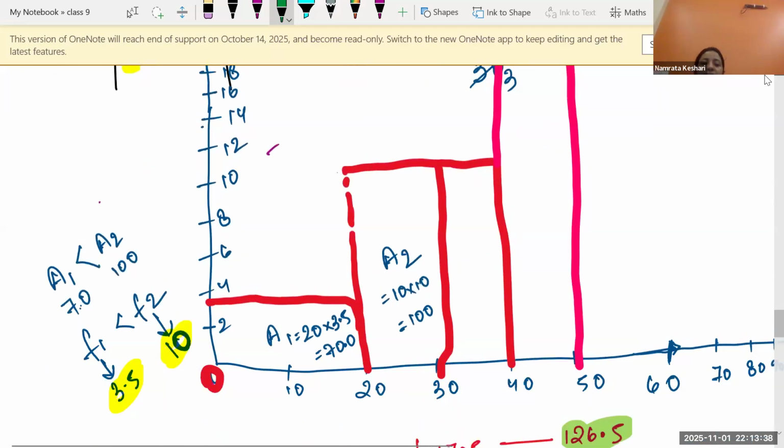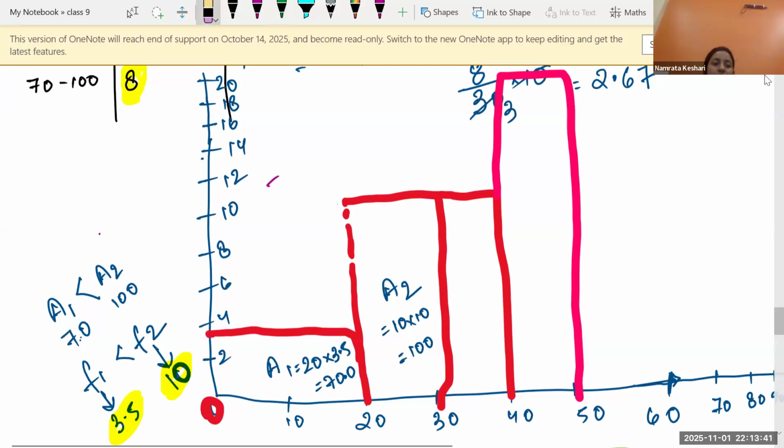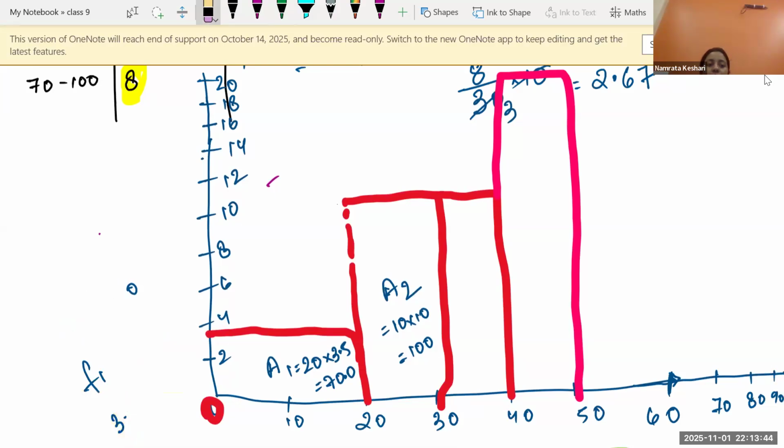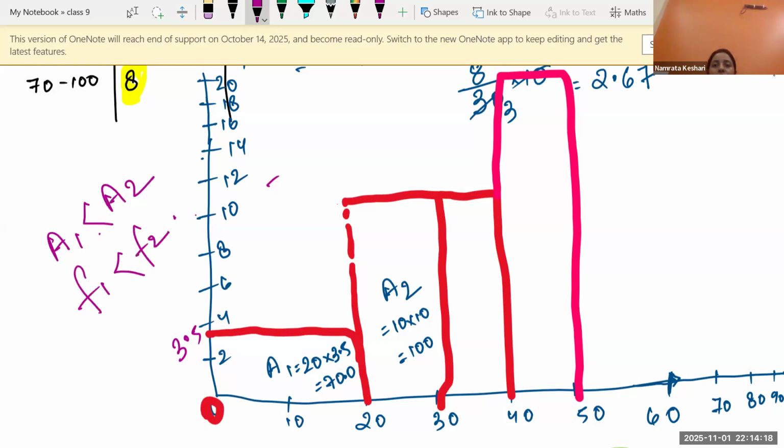You can clearly see that here we have not taken the actual frequency. We have taken 3.5. Can you see? 10. Yeah, ma'am. Again 10. So now the condition area proportional to frequency, you can clearly see here area 1 will be length into breadth, that means 20 into 3.5, that is 70. And area 2 will be length into breadth, that is 10 into 10, that is 100. Now area 1 is smaller than area 2, that means frequency 1 will be smaller than frequency 2, right?